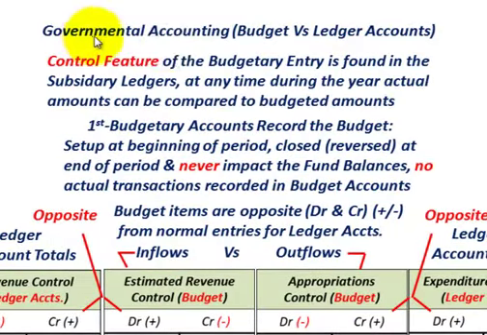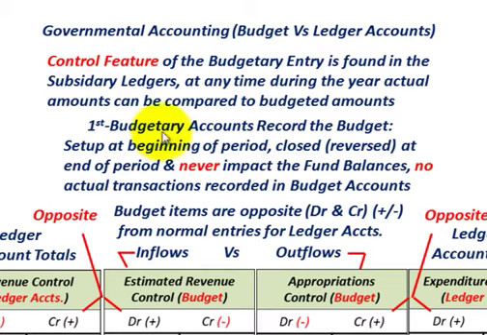What we're going to be going over here is governmental accounting, looking at the budget versus our ledger accounts. And what we're really going to be looking at is the control feature of our budgetary entry. This is really found in our subsidiary ledgers. So at any time during the year, the actual amounts can be compared with the budgeted amounts.